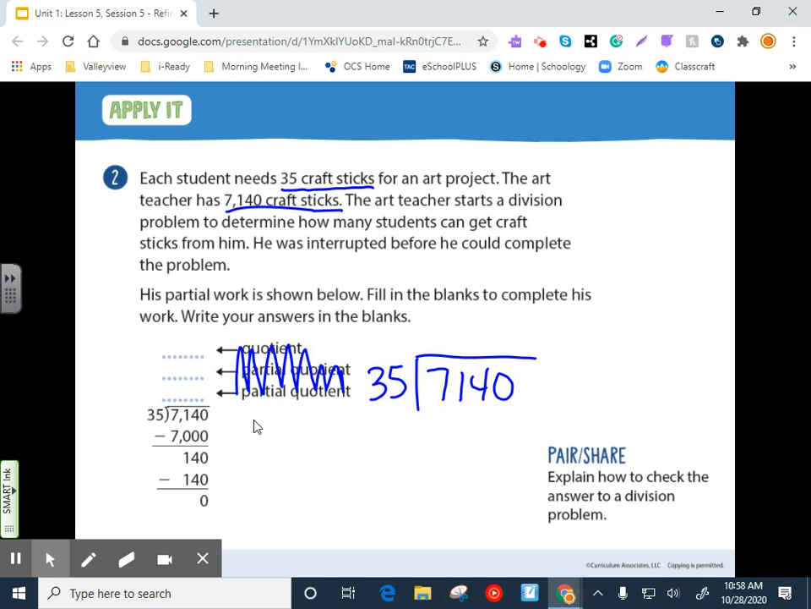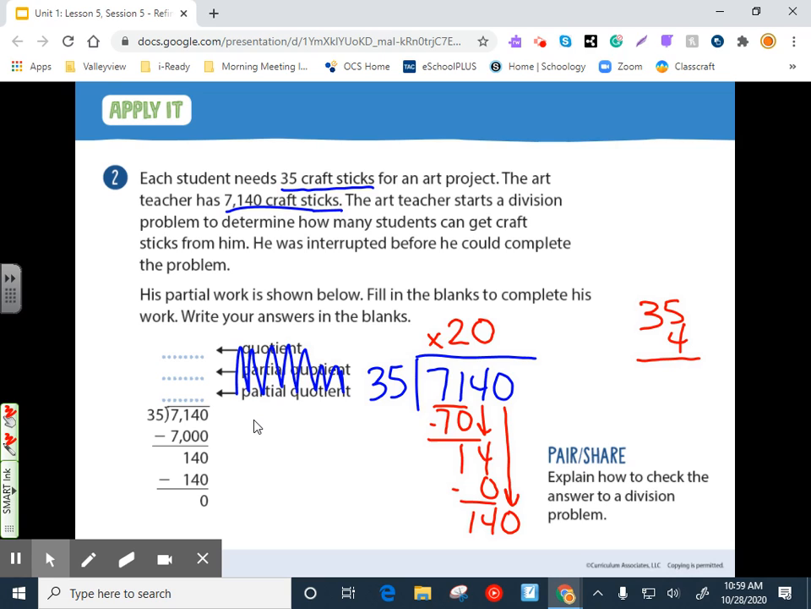So let's start solving this one. 35 does not go into 7. 35 does go into 71. It's because 35 times 2 is 70. Bring down your 4. 35 does not go into 14, so we put a 0. Now, bring down your 0, because we want to divide out every number we have here. And let's try some numbers with 35.